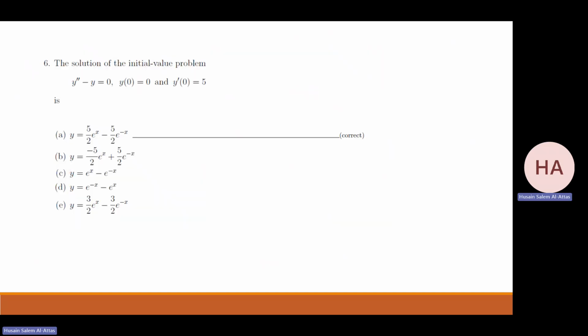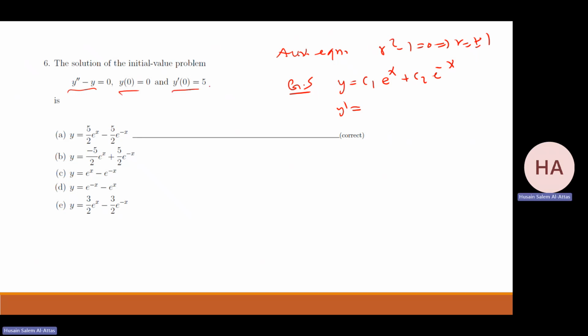Okay. The solution of this initial value problem, let me solve this one, auxiliary equation. Easy one. r squared minus 1 equals 0, so I have r equal plus or minus 1. General solution, y equals c1 e to the power x plus c2 e to the minus x. I need y prime to find the c's. So I have c1 e to the power x minus c2 e to the minus x.